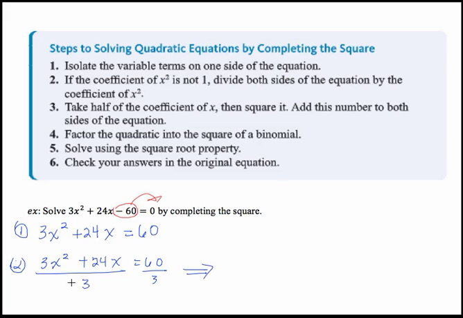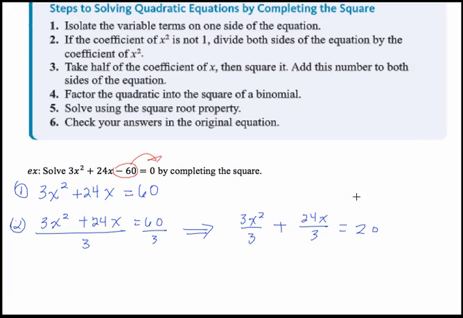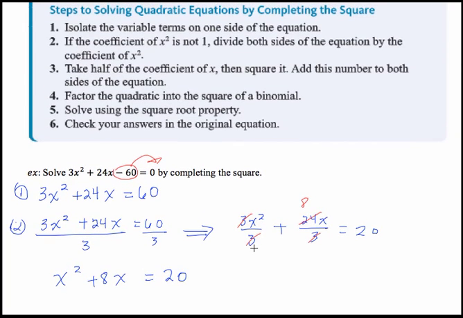then on the left, I'm going to split this into two fractions. We have 3x squared over 3 plus 24x over 3 equals 60 over 3, which is 20. And you really could just jump straight to this. You don't really have to write this. So the 3's cancel, and 24 over 3 is equal to 8. So this becomes x squared plus 8x equals 20. And it really doesn't matter what order you do these two steps in. You could reverse them, and either way you'll end up in the same place.